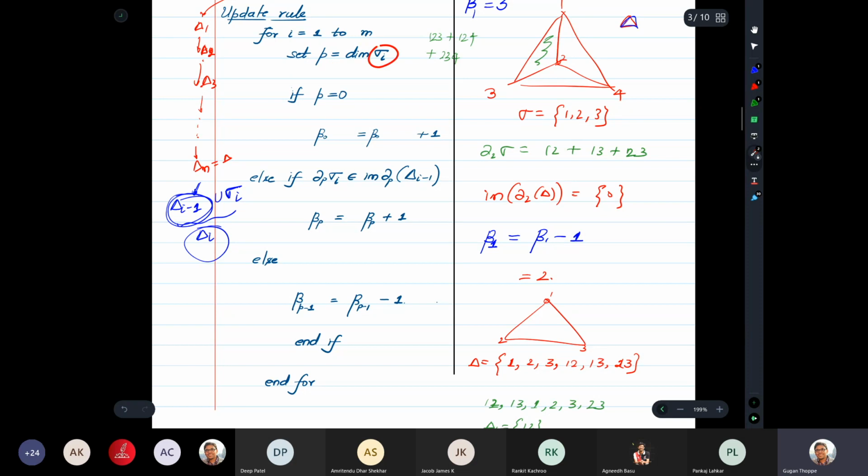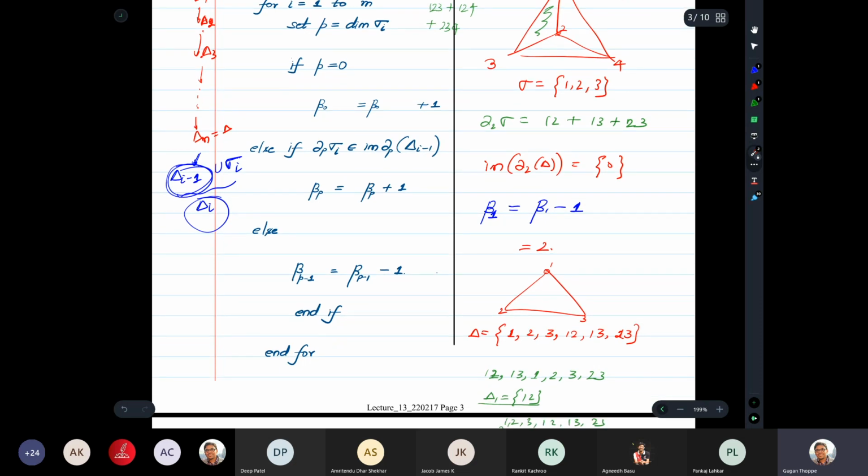The first thing I do is note down the dimension of sigma i, which is p, the number of vertices in it minus 1. So if p is 0, then I simply update my 0th Betti number, right? Basically, if I add a vertex, I simply update my Betti number. Whatever was my original Betti number, the new Betti number is going to be 1 plus the old Betti number. Is this okay?